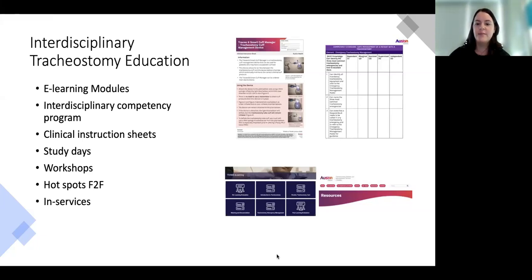But it's very clear that multidisciplinary standardised care and ongoing education are absolutely essential to the whole tracheostomy pathway. And Hannah will now discuss this stepwise approach.